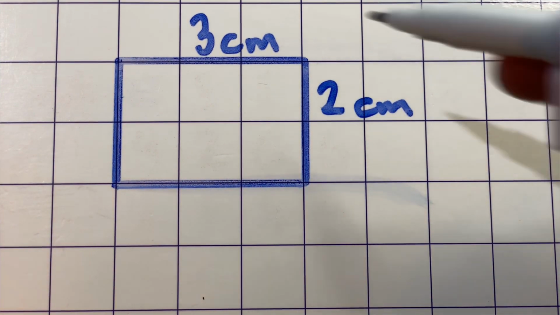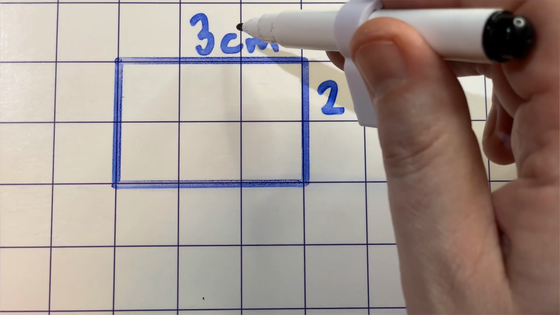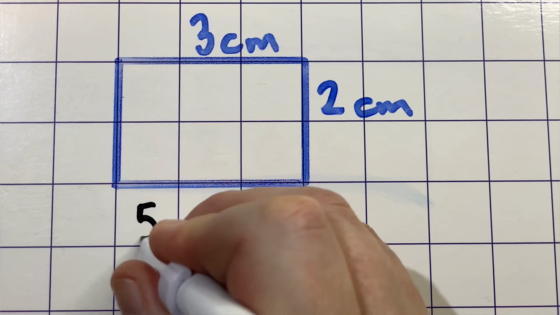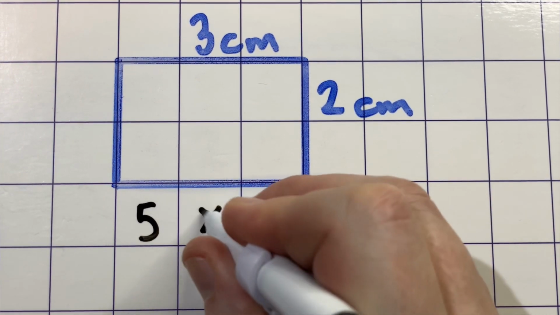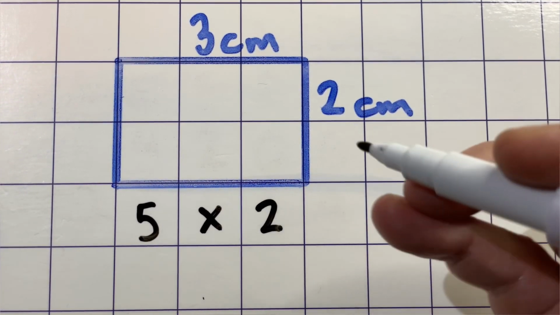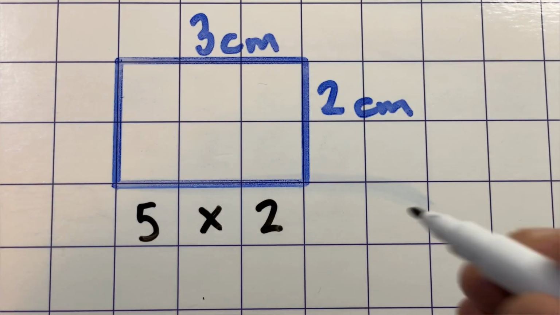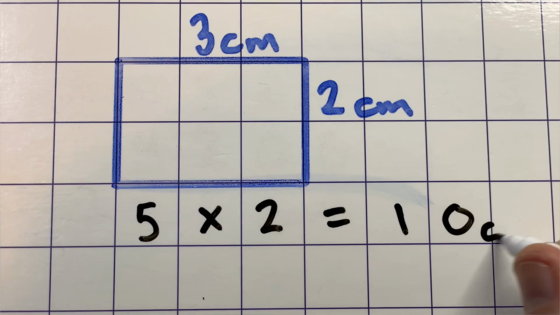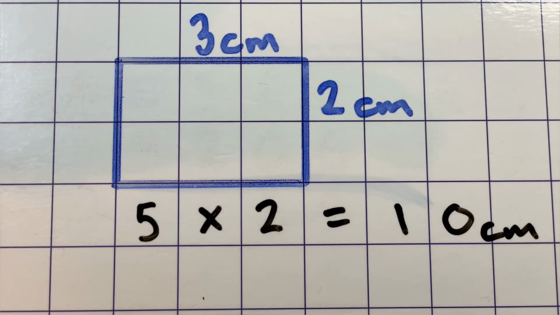What you could do is add the 2 dimensions that you've got, so 3 plus 2 equals 5, and then just multiply by 2. And by doing that, you're including the other 2 sides. 5 times 2 equals 10. So the perimeter of that shape is 10 centimetres.